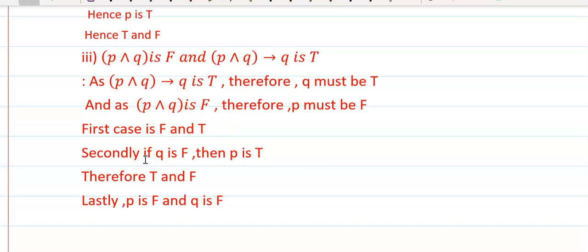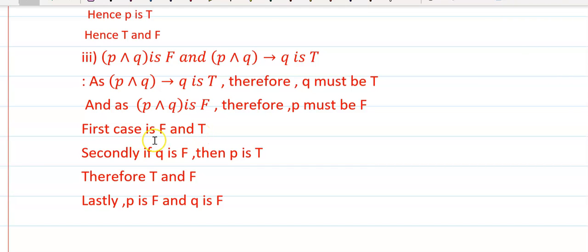Secondly, as P and Q implies Q is true, then it may be possible that this is F and this is also F. Therefore, secondly, we take Q as F and P is true. Therefore, the second value is T and F. And lastly, we'll take both of them as false. That is, P is F and Q is F. How is it? F and F is F, it's okay. That is, F implies F. F implies F is true. Therefore, these are the different values of P and Q.